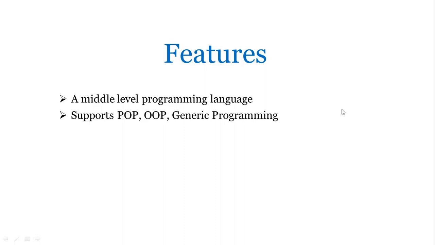So the second one is object-oriented programming, OOP. This is the most important and strongest feature of C++. In this topic, class, object, encapsulation, inheritance, and polymorphism, these concepts will come. I'll be covering all these topics in the upcoming videos.